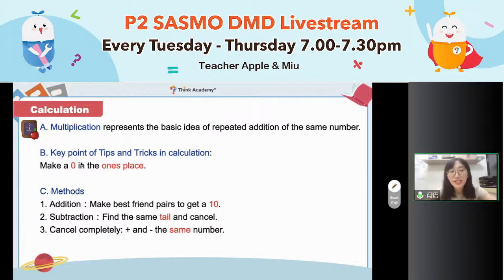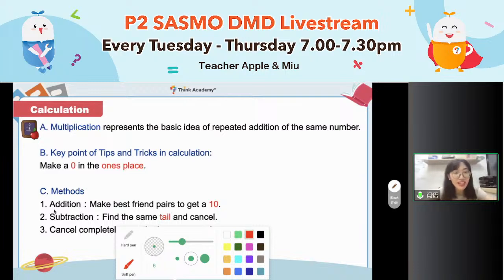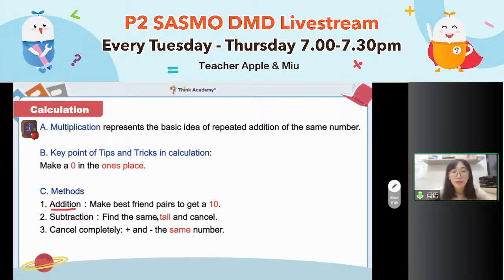And then for the second one, what is the key point of tips and tricks in calculation? For addition, you try to make a zero by looking for the best friends. And in subtraction, you also try to make a zero by cancelling the same tail. So what methods did we learn today? Look for the first one: you try to make best friend pairs to get a 10 or tens. And for subtraction, you try to find the same tail and cancel.